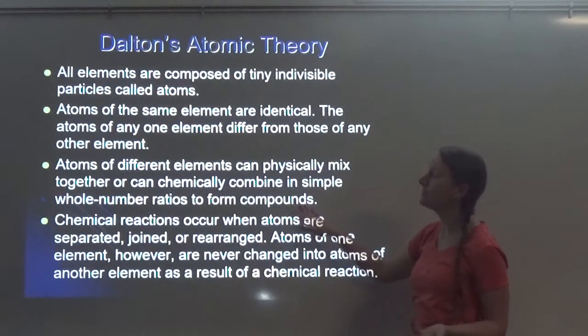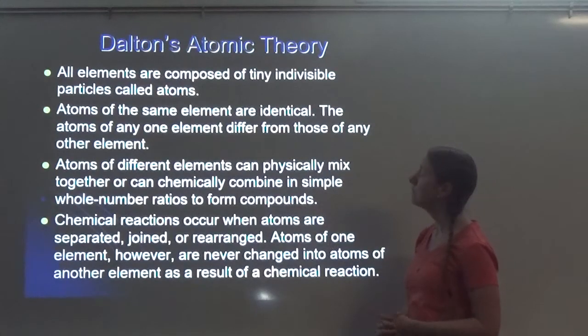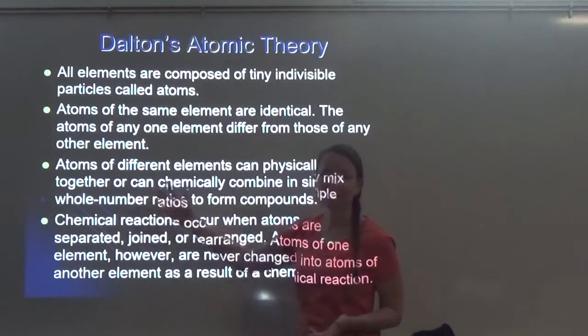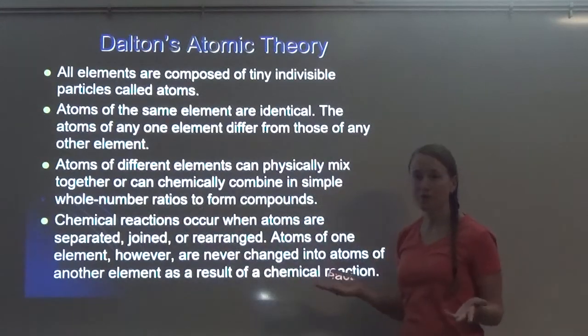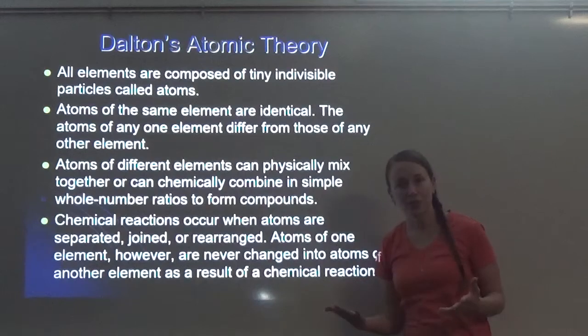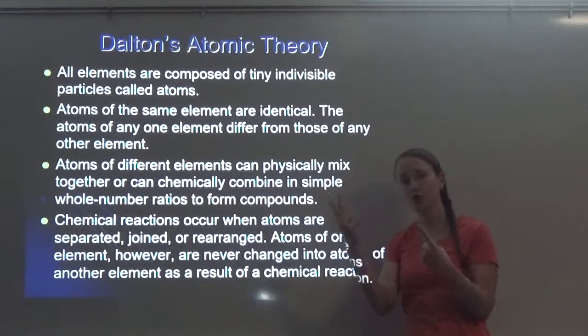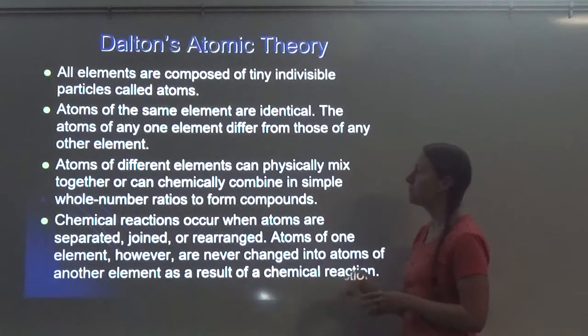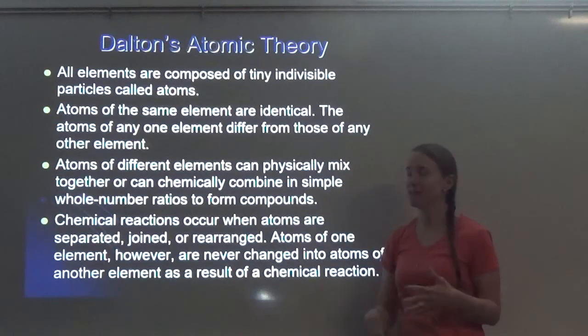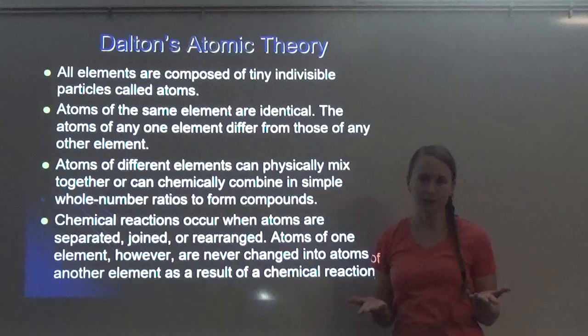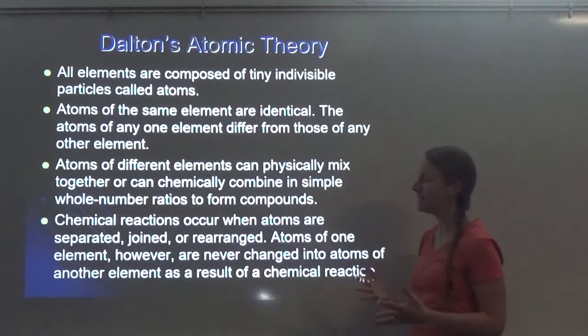His third point was that atoms of different elements can physically mix together or can chemically combine in simple whole number ratios to form compounds. Don't let something like simple whole number ratios throw you off. What that means is, like, water is H2O. So there's 2 hydrogens and 1 oxygen, so it's a 2-to-1 ratio. Water is always going to be H2O. It's not like it's going to be H4O3 sometimes. So the ratio is going to stay the same.